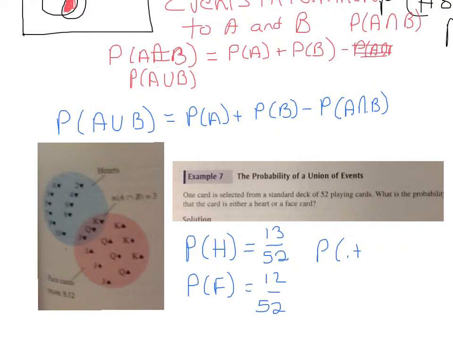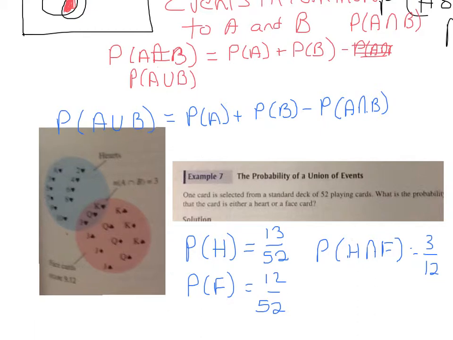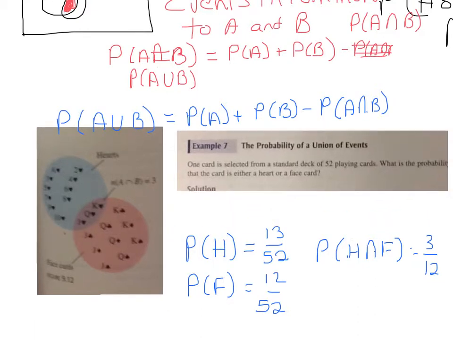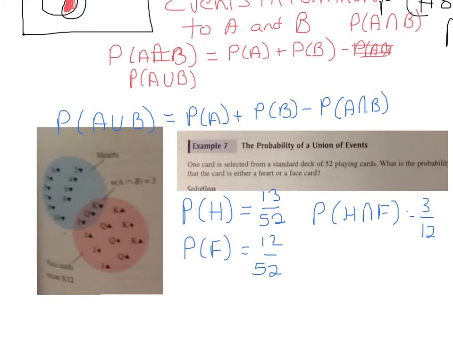change that to H. What's common to both? How many are common to both? 3. So the probability of either a heart or a face card. 52, yes, thank you, and I probably can't change that now.